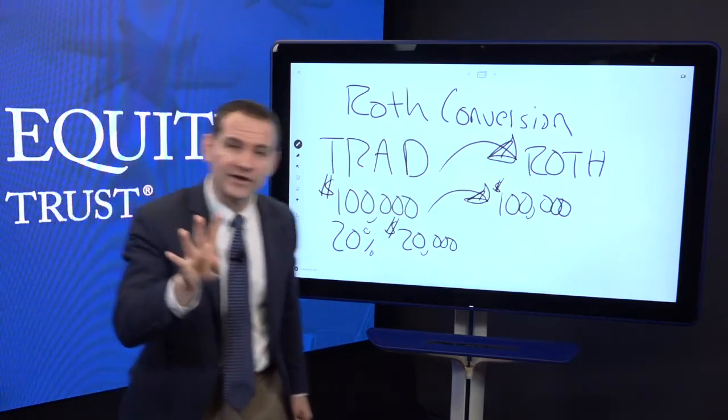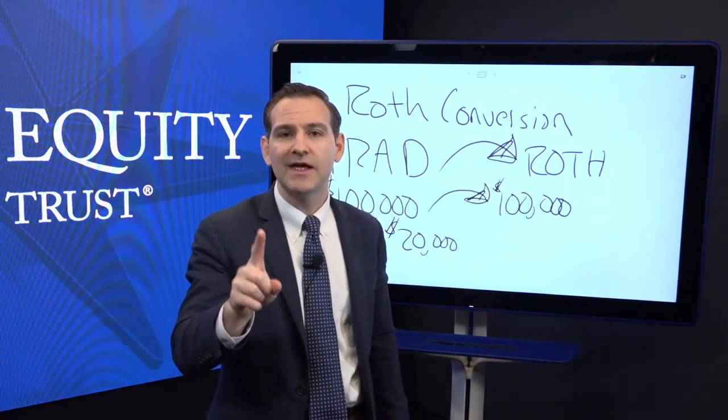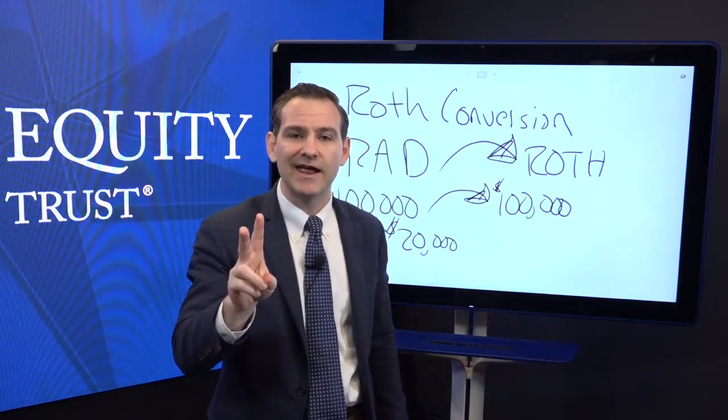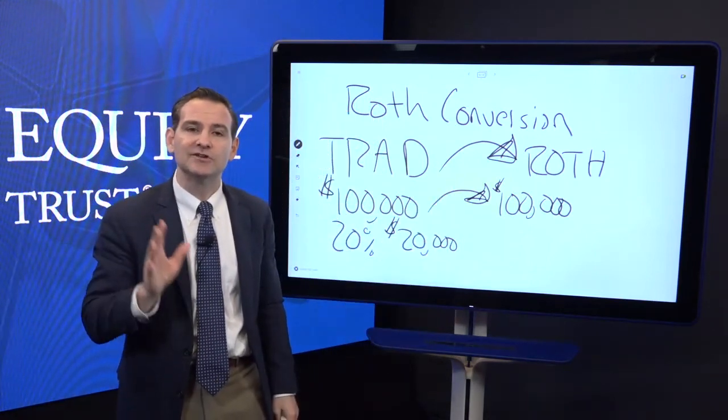So those are the four funding methods that we had for you today: a rollover from an employer-sponsored plan, a transfer from an existing IRA, a contribution, or a conversion from a traditional IRA to a Roth IRA.